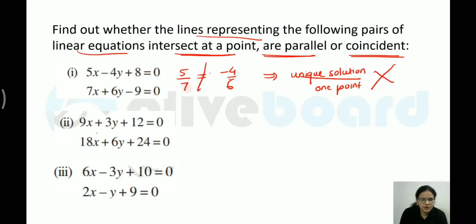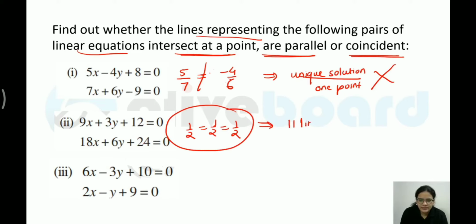Second one, here if you observe a1 by a2 is 1 by 2, b1 by b2 is 1 by 2, c1 by c2 is 1 by 2. All are equal, so they are coincident lines. Sorry, not parallel. As all the values are the same, I'm extremely sorry, these would be coincident lines over here. Coincident lines mean you will have infinite solutions.